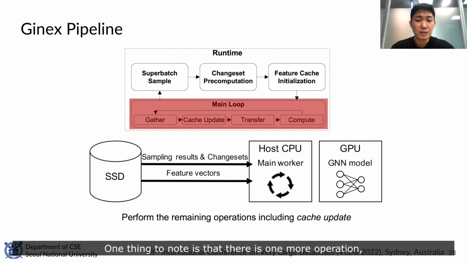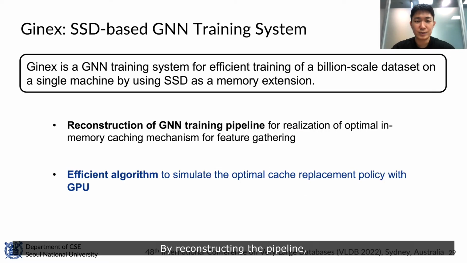One thing to note is that there is one more operation, which is cache update right after gather. By reconstructing the pipeline, Ginex enables the optimal caching for feature gathering. But to realize it, Ginex additionally introduces one more stage named Changeset Precomputation. Not to make it a bottleneck, it is important to implement this stage very efficiently. So we invented an efficient algorithm for Changeset Precomputation.